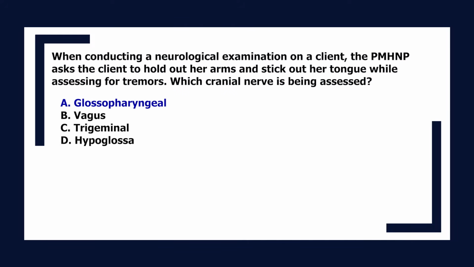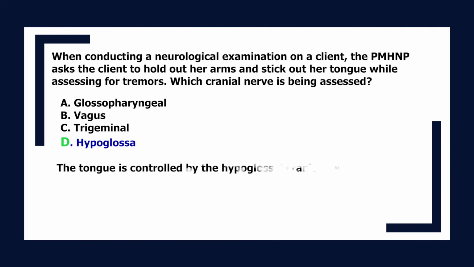A. Glossopharyngeal. B. Vagus. C. Trigeminal. D. Hypoglossal. The correct answer is D. Hypoglossal. The tongue is controlled by the hypoglossal cranial nerve.